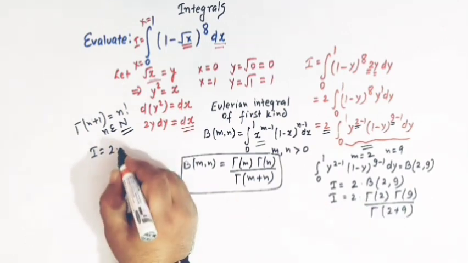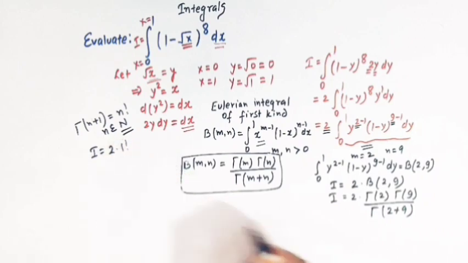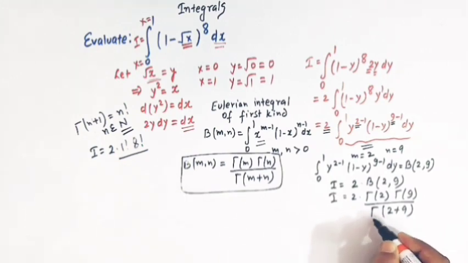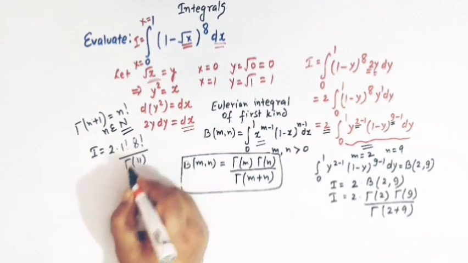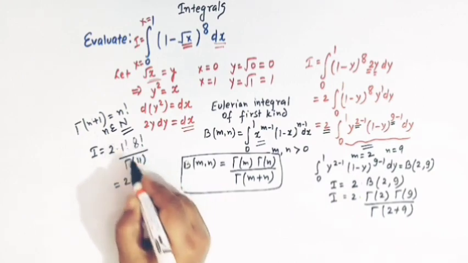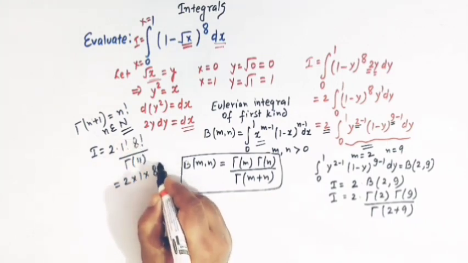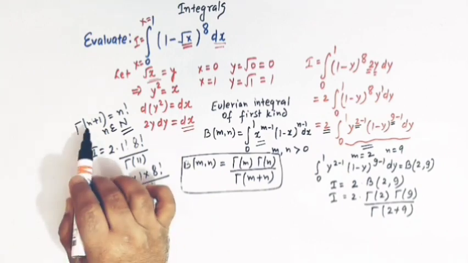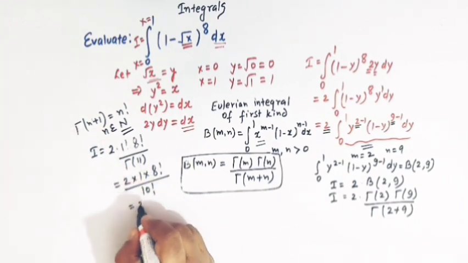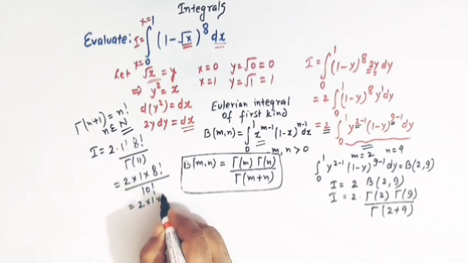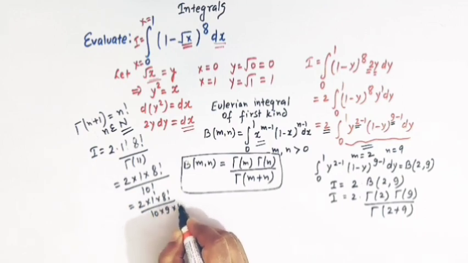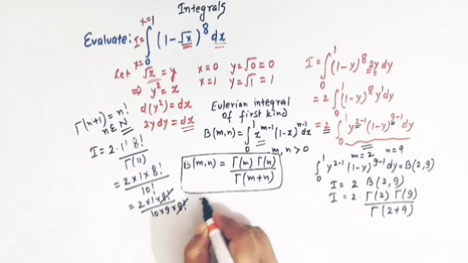So gamma of 2 can be written as 1 factorial, and then gamma of 9 can be written as 8 factorial, and in the denominator we have gamma of 11, and gamma of 11 is equal to 10 factorial due to this relation, right. So now we can write 2 times 1 times 8 factorial. 10 factorial can be written as 10 times 9 times 8 factorial. 8 factorial and 8 factorial get cancelled.